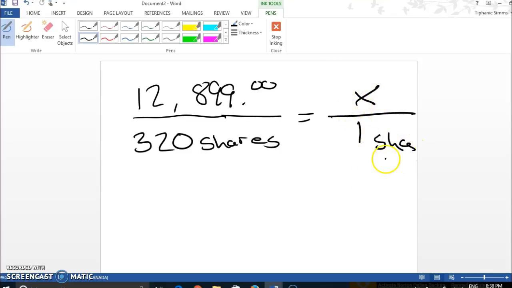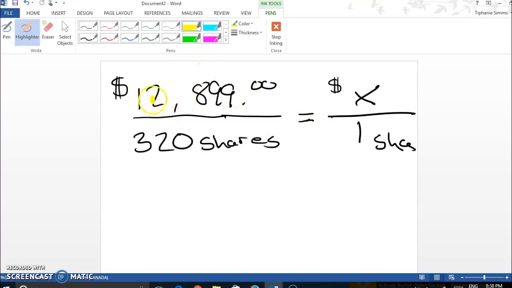So it's important that when you set up a proportion, again, this is two rates or ratios equal to one another, therefore it is a proportion. We want to keep the dollars and the dollars consistent. All your units on the top. So dollars are on the top, shares are on the bottom. And then basically after that we're just going to cross multiply and divide.